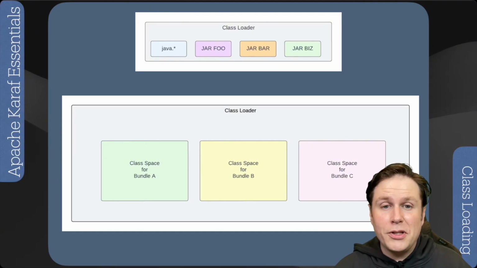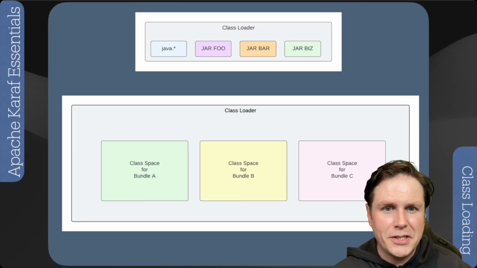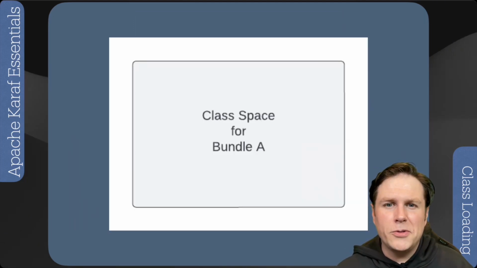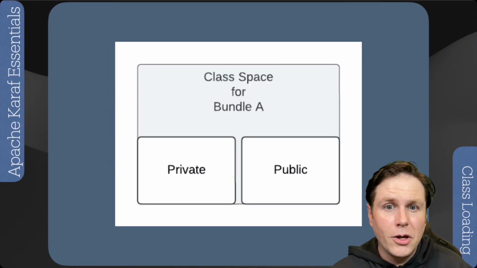Stuff that's available to class or bundle A and, say, bundle C may be completely different depending on how it's been set up. That's part of the magic of the system. So let's take a closer look at just the class base for bundle A.